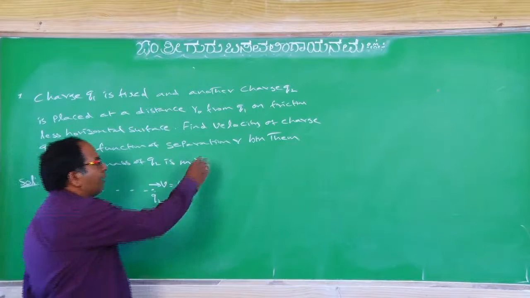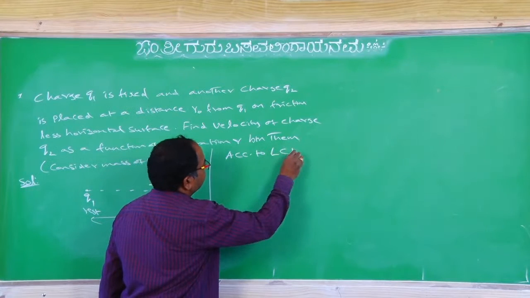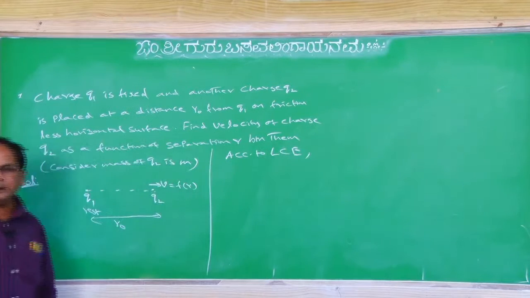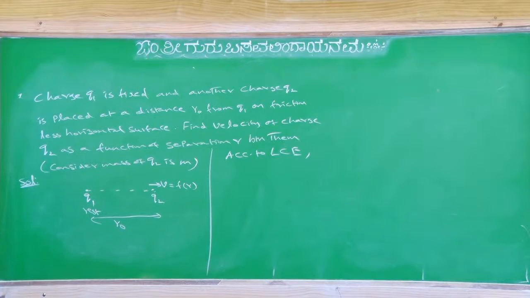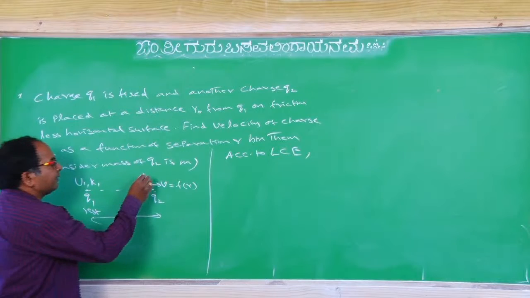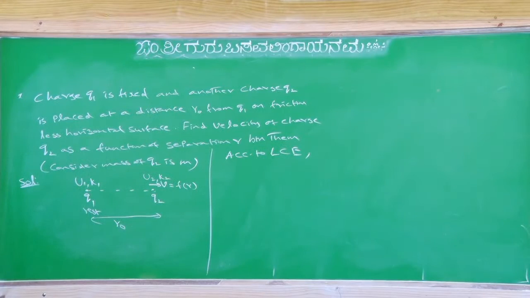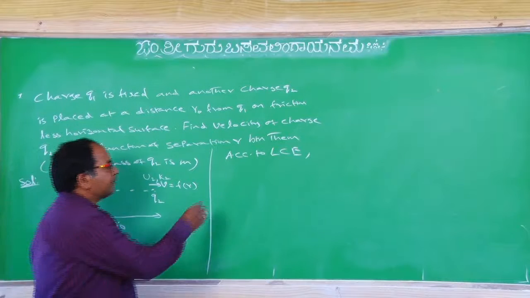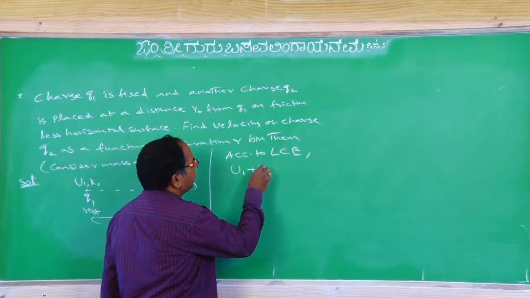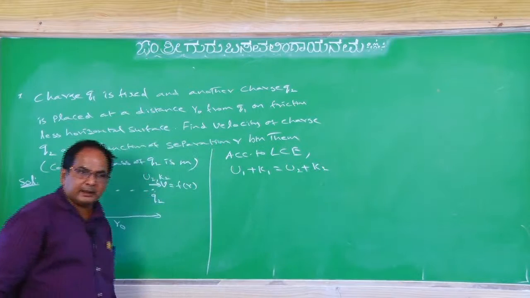According to the law of conservation of energy. What is meant by the law of conservation of energy? Energy can be neither created nor destroyed. Suppose here the potential energy is U1 and kinetic energy is K1, and here potential energy is U2 and kinetic energy is K2. Then according to the law of conservation of energy, U1 plus K1 is equal to U2 plus K2. Yes or not?